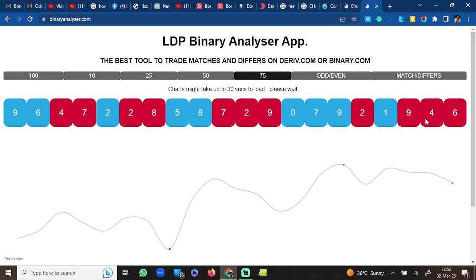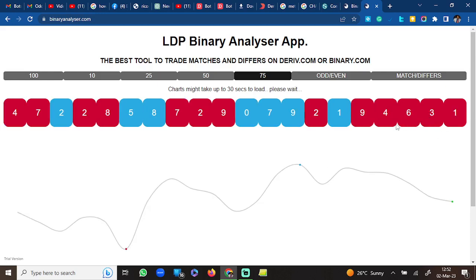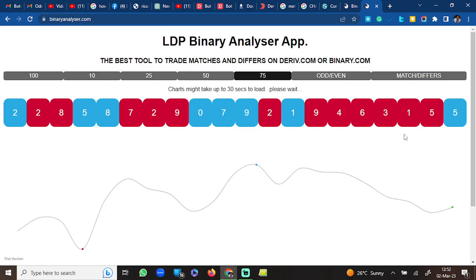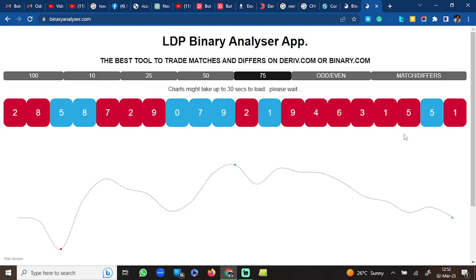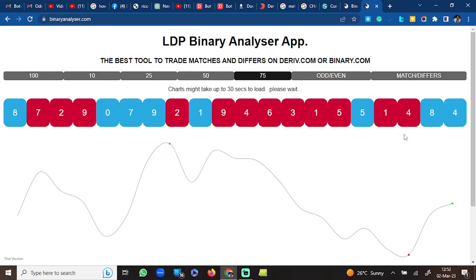1, 2, 3, 4, 5, 6, 7, 8, 9, 10. You can see if we go for digit even, chances of winning are very high because we are having most of them appearing. But there are no guarantees in terms of digit even odd. You need to know that.